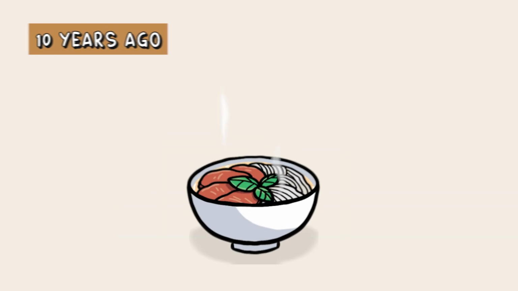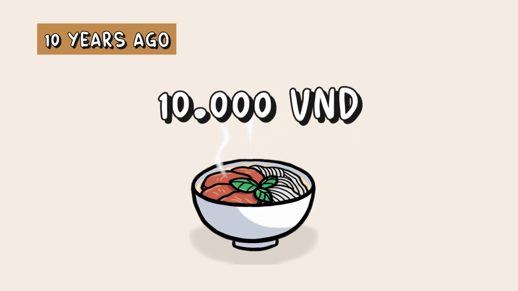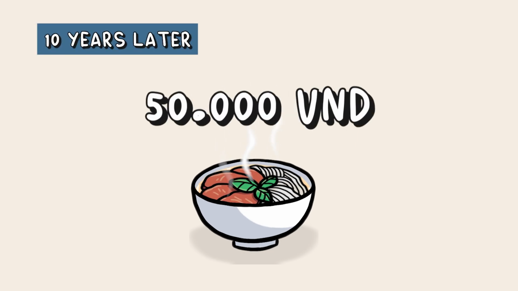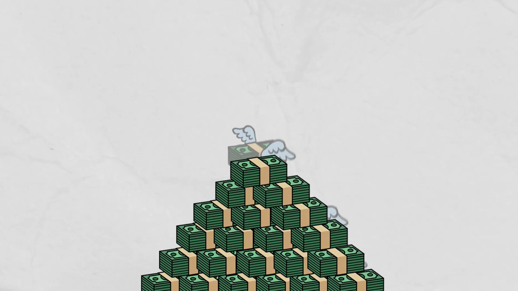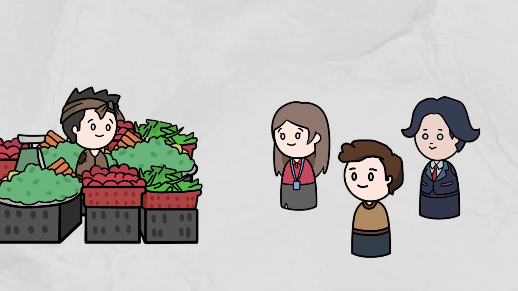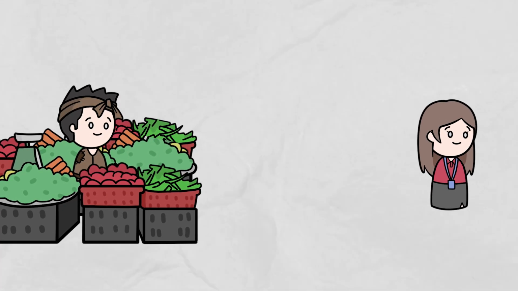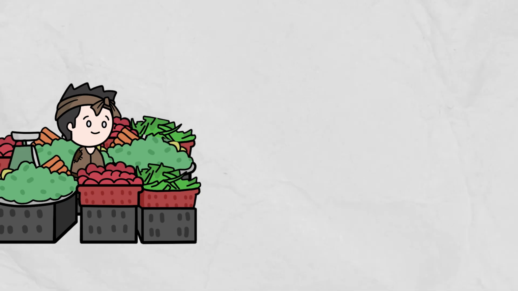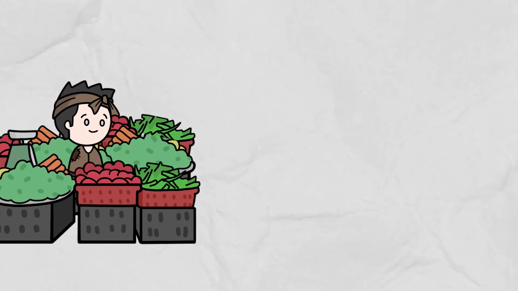Simply put, if 10,000 VND could buy you a bowl of pho in the past, 10 years later, the same bowl of pho may cost you 50,000 VND. So, inflation is simply the devaluation of money. Inflation has many effects on the economy, such as reduced purchasing power, where with the same amount of money you can buy fewer goods and services.